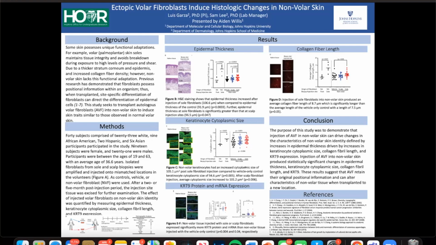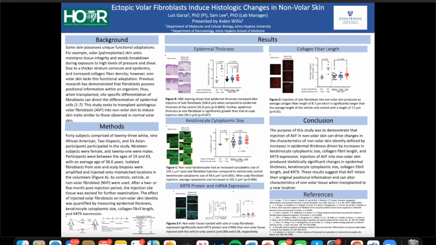Therefore, our lab seeks to transplant volar fibroblasts into non-volar skin locations to use the positional memory of these volar fibroblasts to alter the skin identity in these non-volar sites to produce thicker skin that is more resistant to pressure and shearing at these non-volar sites. And effectively, we're creating a callus in non-volar skin locations.